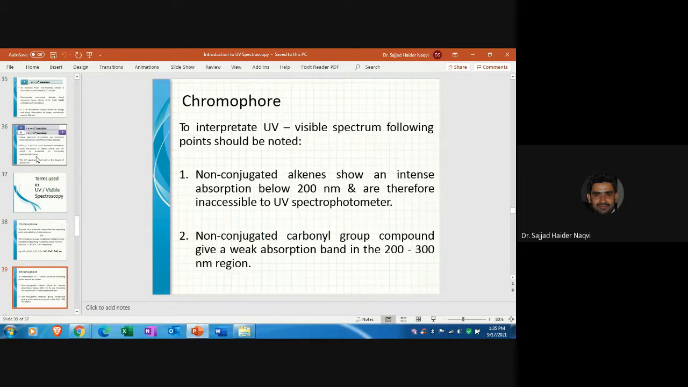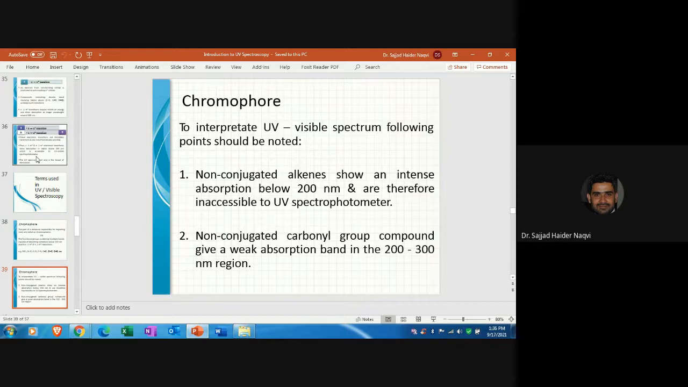In order to interpret a UV visible spectrum, there are the following points that we must consider. The first point is that non-conjugated alkenes show an intense absorption below 200 nanometer. I'm sure that you know what alkenes and non-conjugated alkenes are as part of your organic chemistry. So the non-conjugated alkenes show an intense absorption below 200 nanometer, and therefore they cannot be assessed with the UV spectrophotometer.